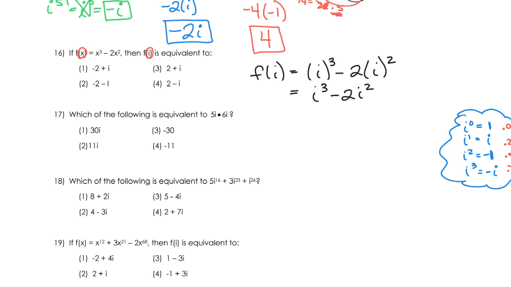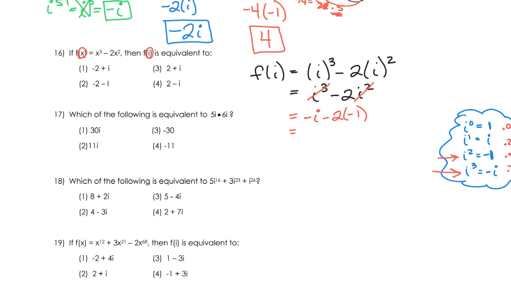And here we go. So i to the third, if we look at our cloud, is equal to negative i. So i to the third comes out, and negative i goes in. You keep your minus 2, and now we do it to i squared. i squared in our cloud is equal to negative 1, and so negative 1 goes in.